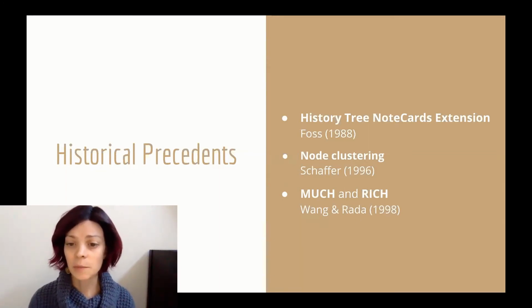And then lastly, some of the best research in this area was done by Wang and Rada on their Much system and subsequent Rich systems, which tackled this question pretty directly. They ended up running into difficulties where their layout algorithm would change the structure of the hypertext for the user if the underlying graph changed slightly. They recognized that as a stability problem, part of the disorientation problem.